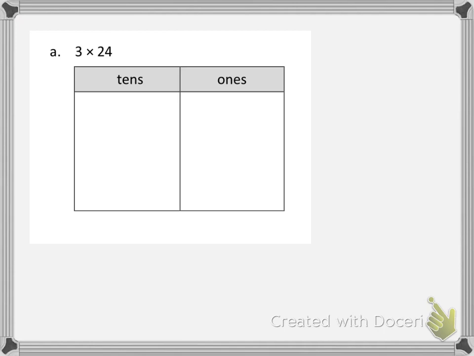So let's model this by first starting with 24. So how many 1s do we have? Well, we have 1, 2, 3, 4. How many 10s do we have? We have 2 10s. 1, 2. But we're multiplying this by 3. So that means we need to make 3 rows of it. 1, and then we have another row of 1s, and our last row of 10s, and our last row of 1s. So let's actually write that over here on the side.